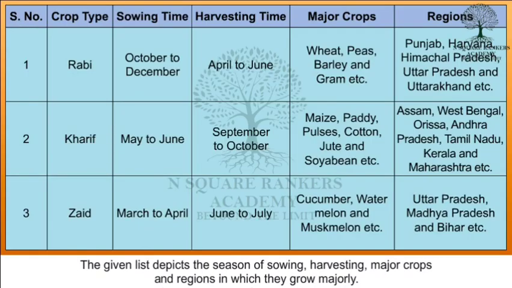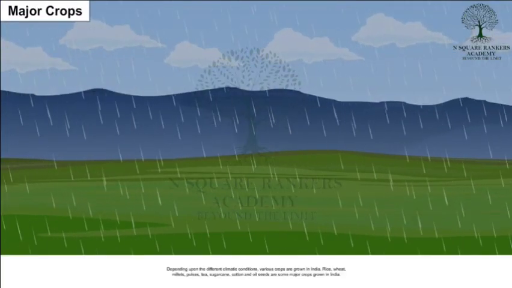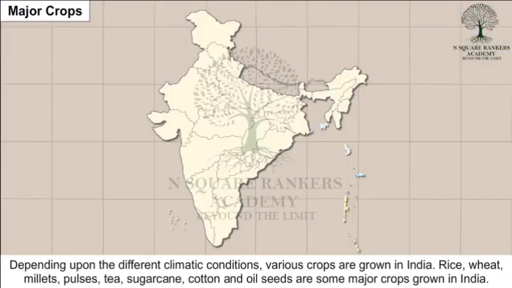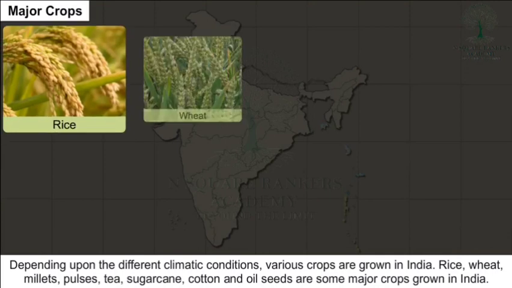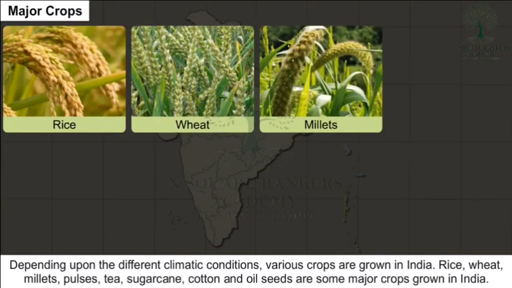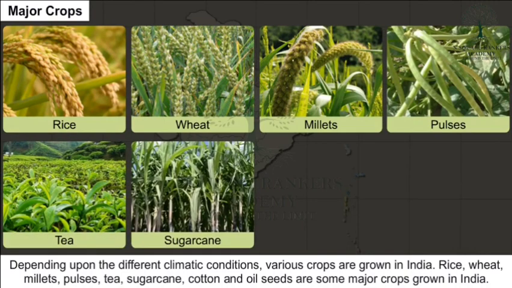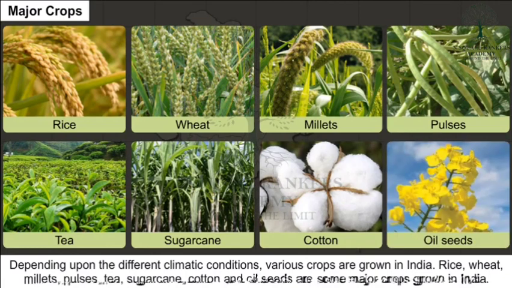This given list depicts the season of sowing, harvesting, major crops and regions in which they grow majorly. Major crops. Depending upon the different climatic conditions, various crops are grown in India. Rice, wheat, millets, pulses, tea, sugarcane, cotton and oilseeds are some major crops grown in India. Let us know a few of them in detail.